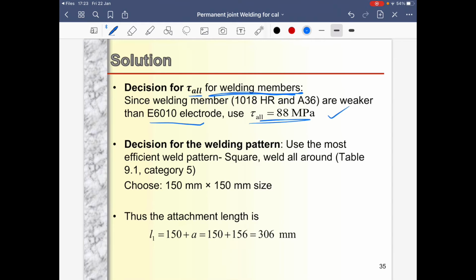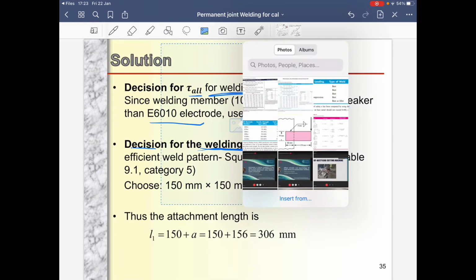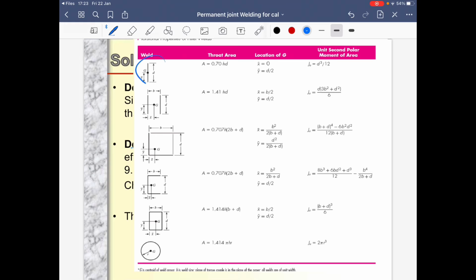Decision for the welding pattern. Now for the welding pattern, basically it's based on judgment as well. But what does it mean by welding pattern? Welding pattern is actually referring to the pattern. Look, the pattern. Remember the bold line is referring to the weldment, or the weld area.